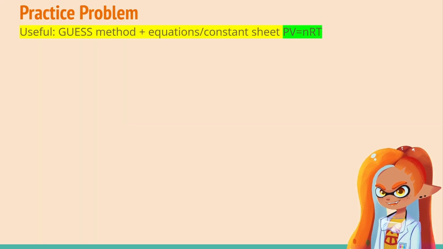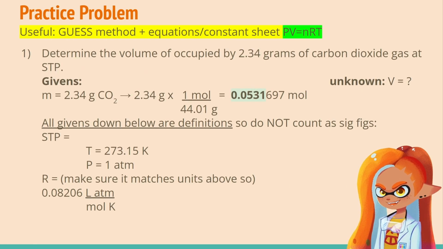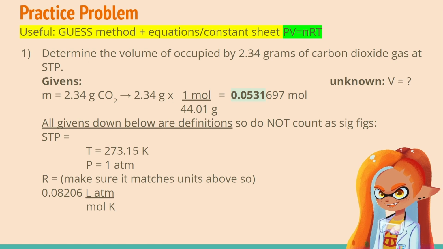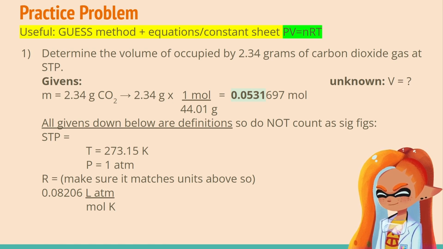So for the first problem, I'm going to do the GUESS method and organize my information. So first I have my givens. Now, I noticed that mass was given, but PV = nRT has moles. So I converted the grams to moles using the molar mass of CO2. And then the other givens I have, well, it told me it's STP. And so at STP, I have a temperature and pressure definition from our constant equation sheet. So I listed that here as well.